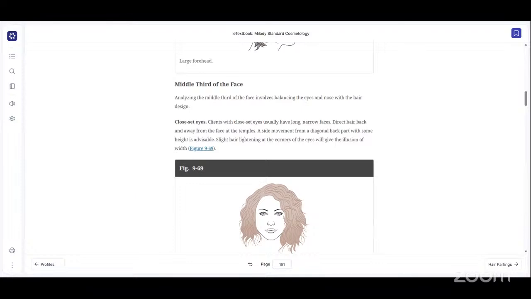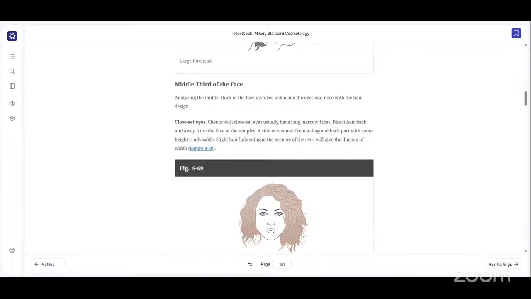All right, guys, I'm back. All right, so you're going to see top third, middle third, bottom third. Okay, the face is broken up into three parts. The first part is going to include the forehead area. The second part is going to include the eyes and the nose.